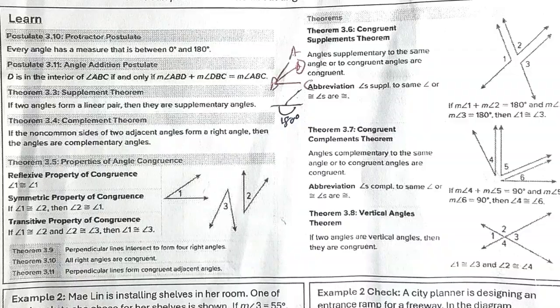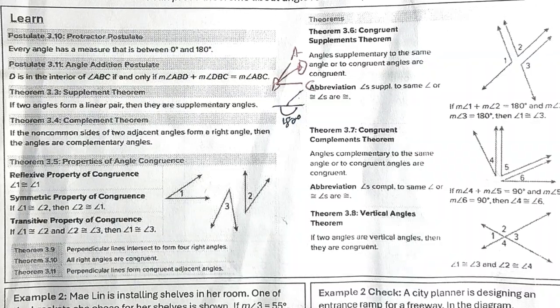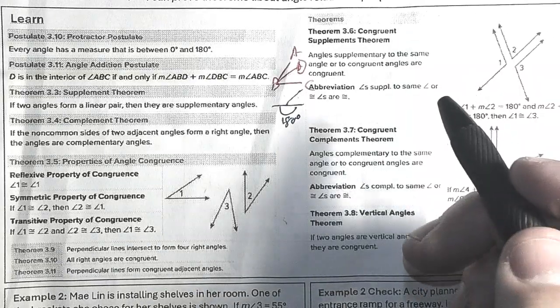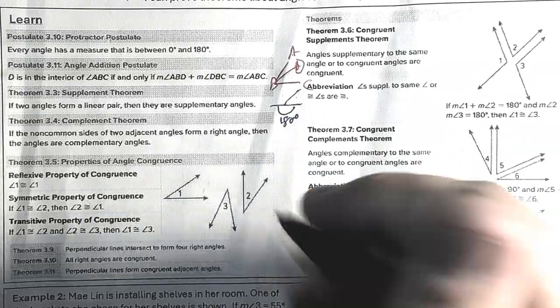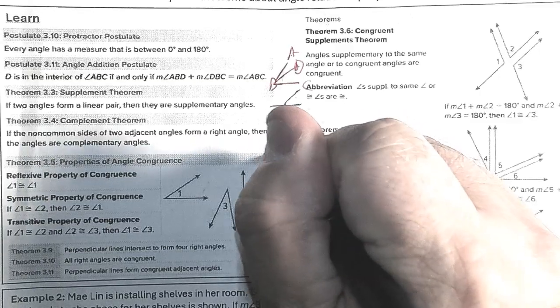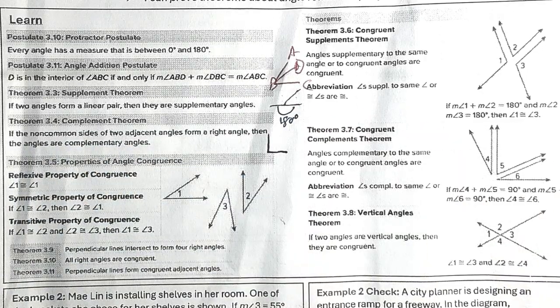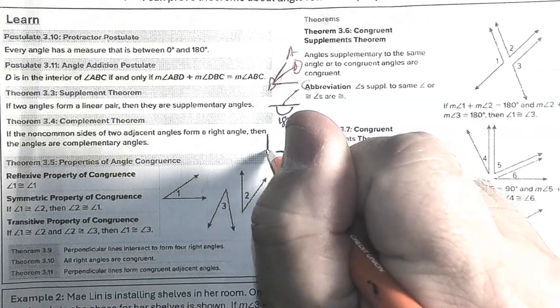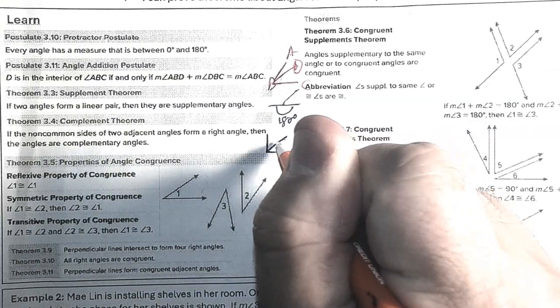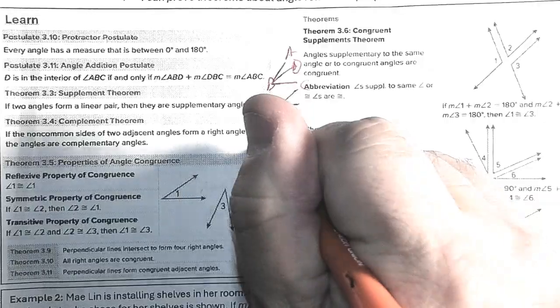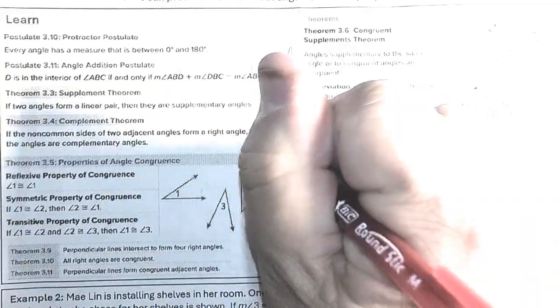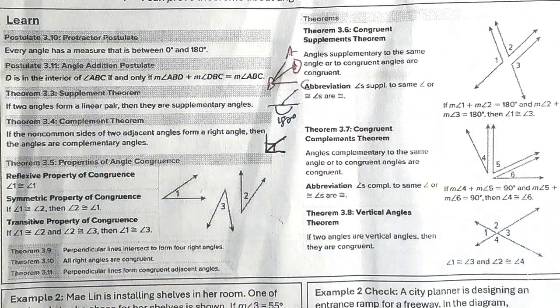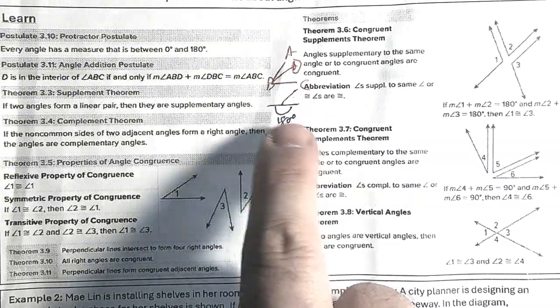Theorem 3.4, the complement theorem. If the non-common sides of two adjacent angles form a right angle, then the angles are complementary angles. So here, of two adjacent angles, this is the side they share. These are the non-common sides. If these two are 90, then they are complements because they would equal 90.